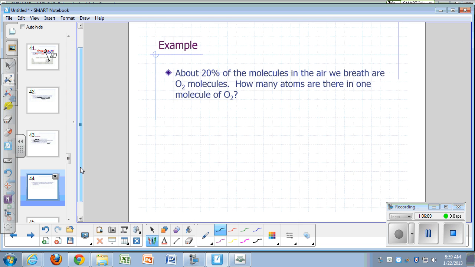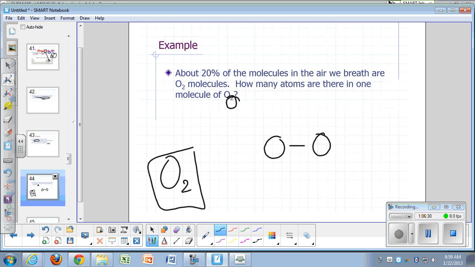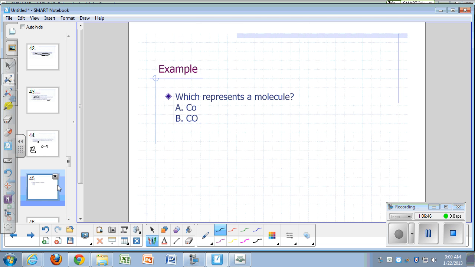Here's an example. 20% of the molecules in the air we breathe are O2 molecules. So how many atoms are there in one molecule of O2? That subscript of 2 means you're dealing with a pair of oxygen atoms in a molecule. So most of the atoms of oxygen you'll find in nature are paired up. In the air that you breathe, the oxygen atoms are paired up, so we refer to oxygen in the air we breathe as O2. They're made up of O2 molecules. The 2 oxygen atoms are sharing electrons.